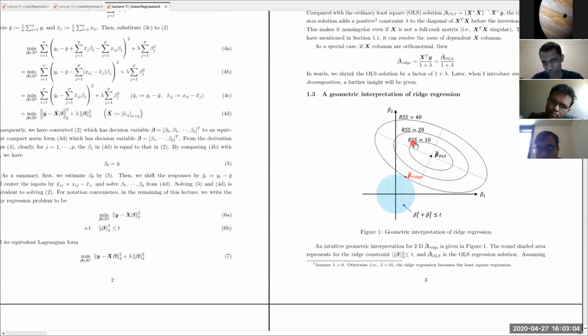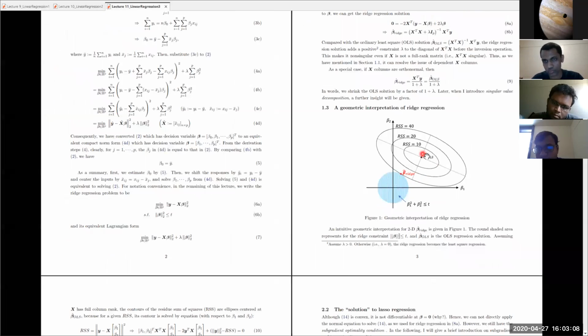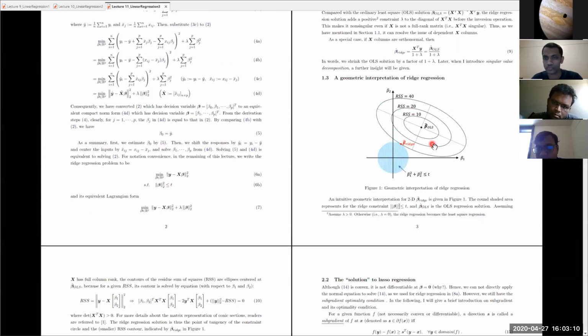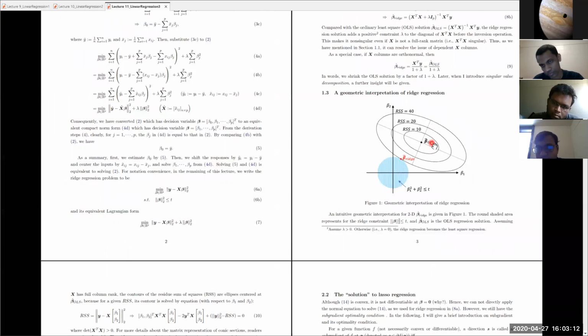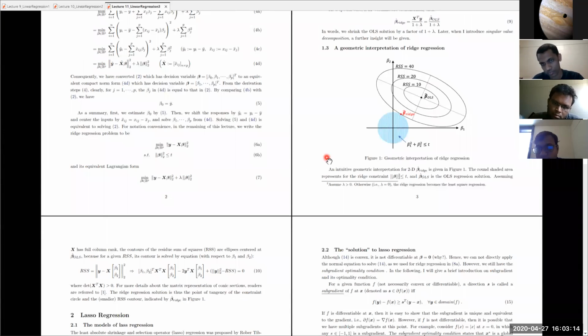What is the RSS contour? The RSS contours must be ellipses. Why must they be ellipses? In almost all books or lecture notes, you're just going to see the elliptical RSS contour, but they never tell you why it is. The reason is this.